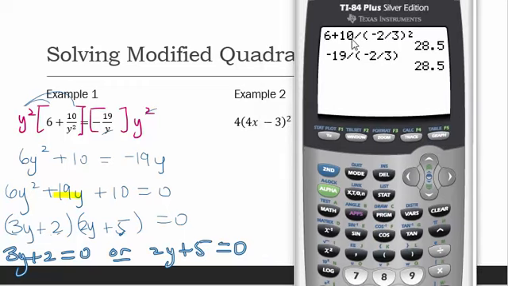And performing a quick check on my calculator, I just substitute one of the answers in to each side of the initial equation, and we see that they would each result in a 28.5, and so I know the first answer works. Do the same for the second, and hopefully you'll see that it works as well.